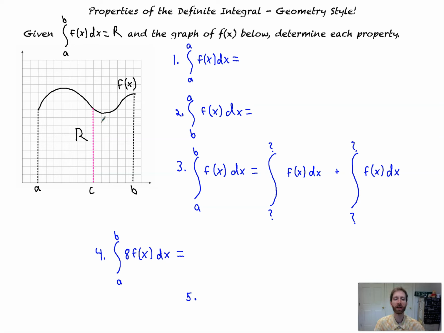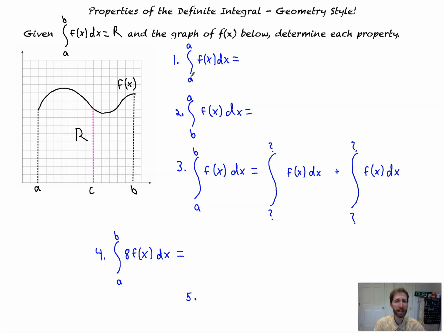r. So what does that look like? You've got some function f of x here on the graph from a to b, and r is the area of all of this right here. Ignore c for now. So, a couple of facts here. We're going to use this space to understand.